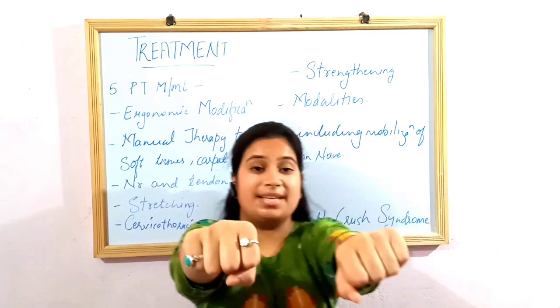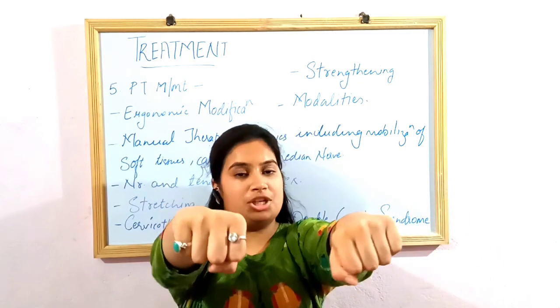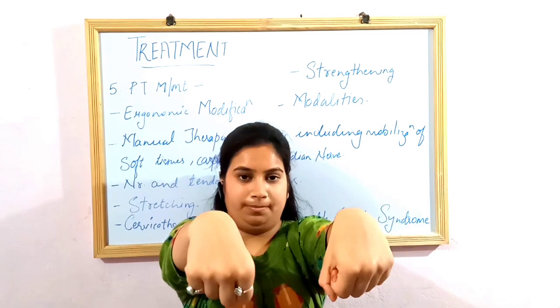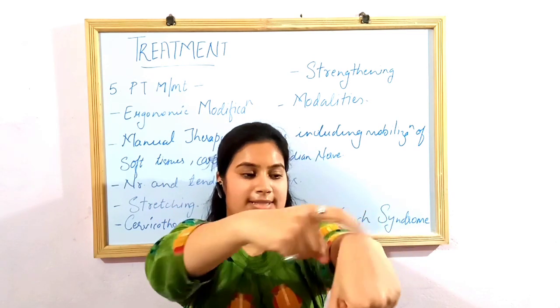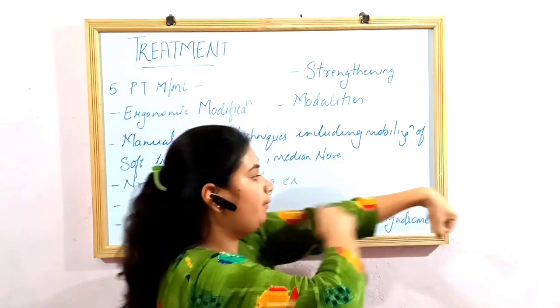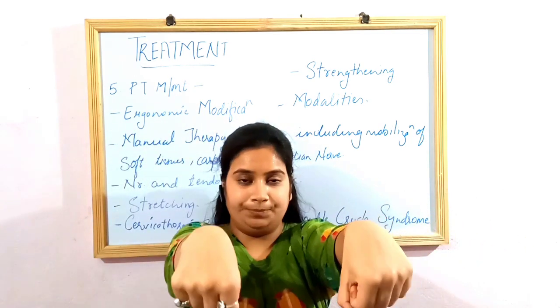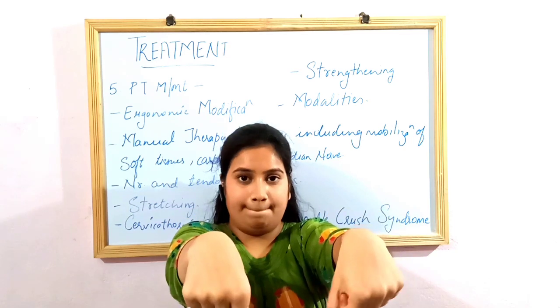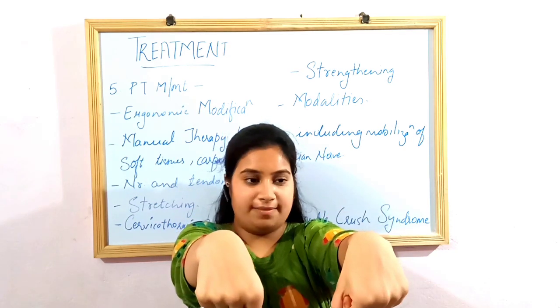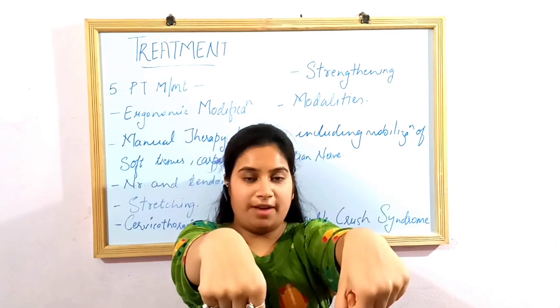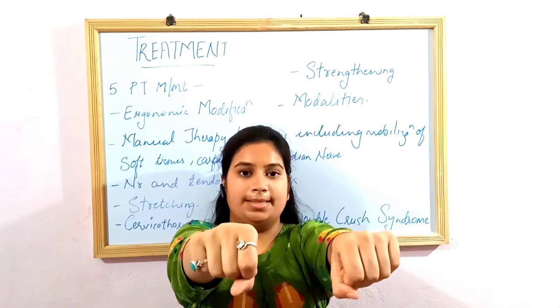Next is the forearm extensor stretch. Same position but opposite direction. Look, likewise, creating pressure over the posterior aspect of the forearm. Hold for 5 seconds, release. Hold for 5 seconds, release.